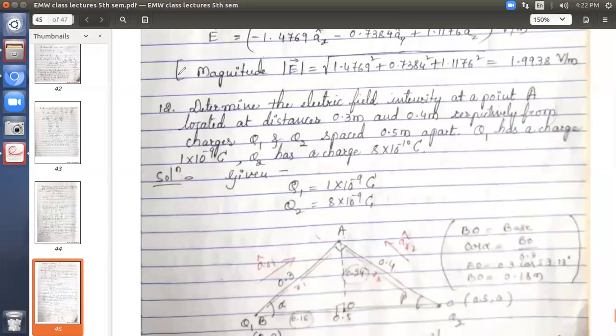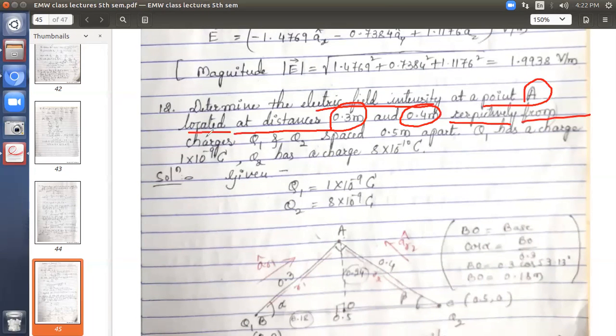Now let us take one more problem. This problem requires some of the basics of your geometry as well as your trigonometry. So read out the question. Determine the electric field intensity at a point A. That point A is located at distances 0.3 meter and 0.4 meter respectively from charges Q1 and Q2. Try to understand. There is a continuity in the question, so you may get confused. Break the question into parts.